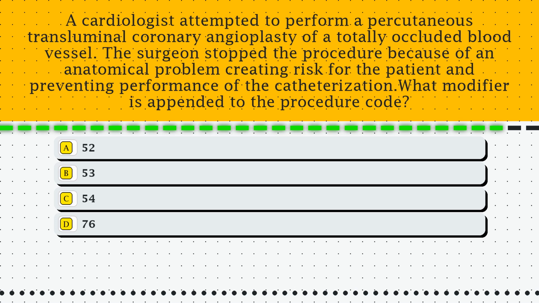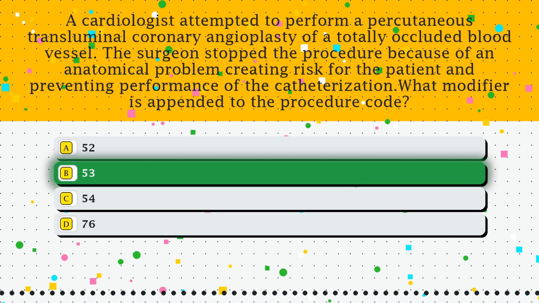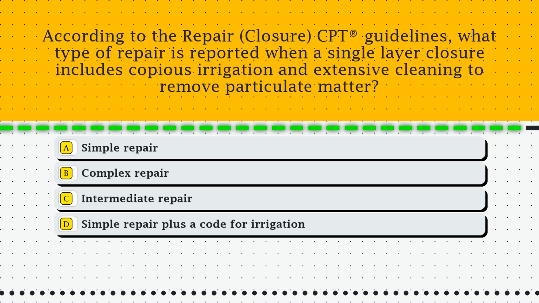Question 14. A cardiologist attempted to perform a percutaneous transluminal coronary angioplasty of a totally occluded blood vessel. The surgeon stopped the procedure because of an anatomical problem creating risk for the patient and preventing performance of the catheterization. What modifier is appended to the procedure code? Option A, 52. Option B, 53. Option C, 54. Option D, 76. The correct answer is option B, 53.